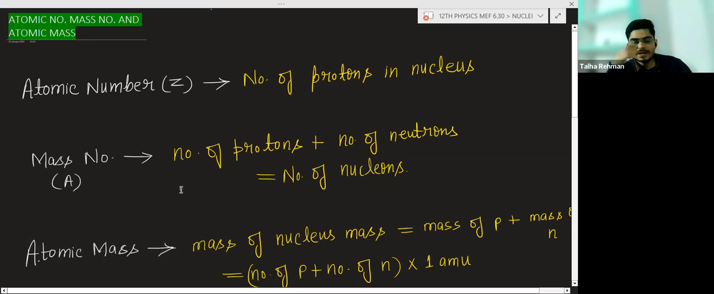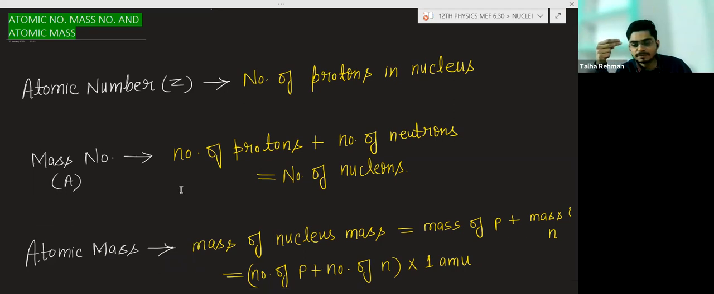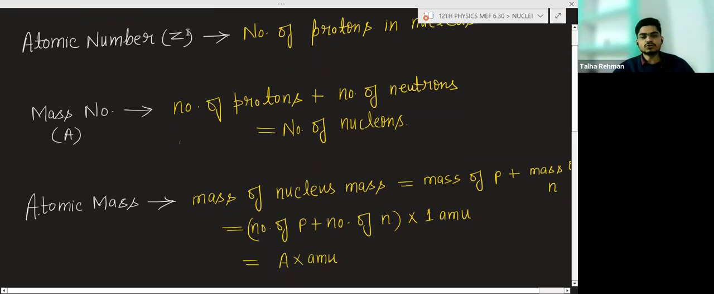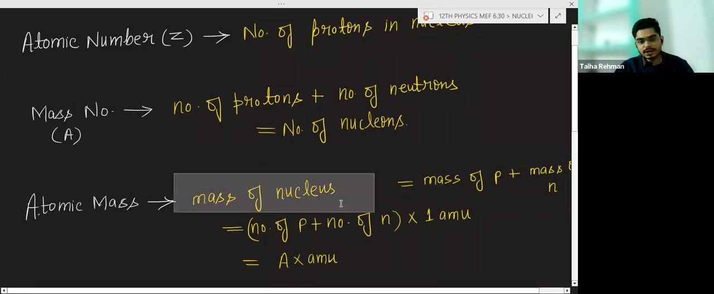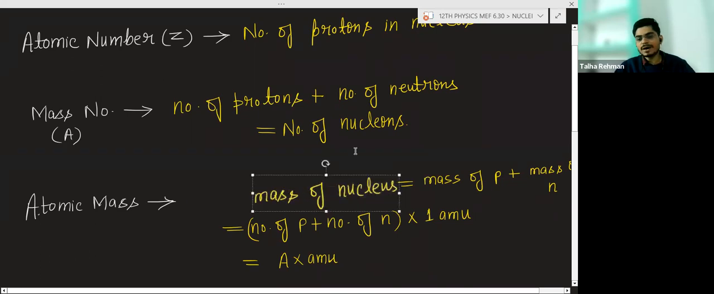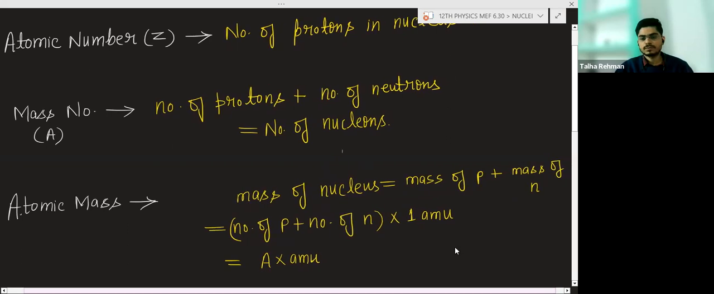I told you earlier that for the whole mass of the atom, we consider the mass of the nucleus. So basically, for atomic mass, we will take the mass of the nucleus. Okay. So atomic mass will be the mass of the nucleus. And what is inside the nucleus? Inside the nucleus, there are protons and neutrons. So mass of nucleus will be mass of proton plus mass of neutron. So mass of proton plus mass of neutron can be calculated like this.